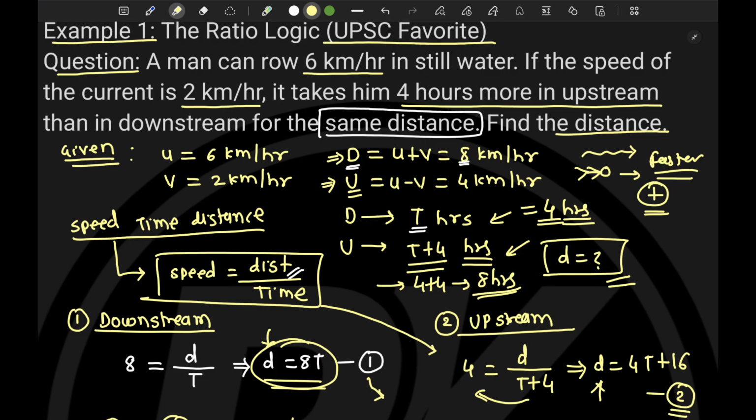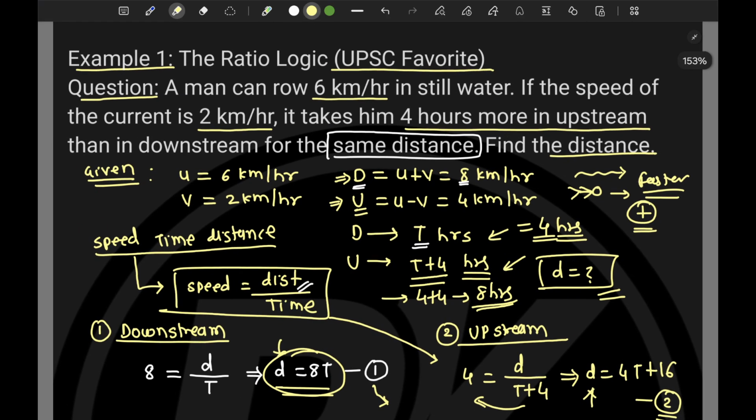Now let's see some types of examples which are asked in UPSC and MPSC examinations. Let's move to those problems now.